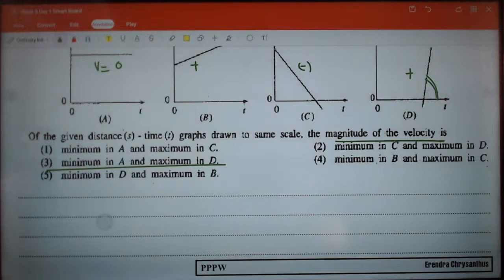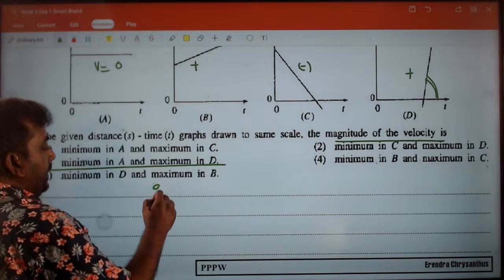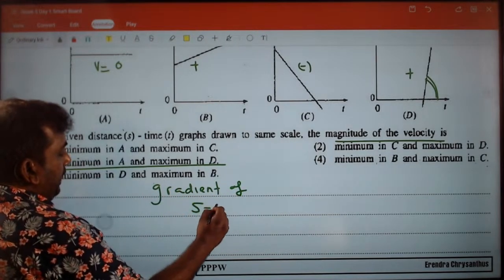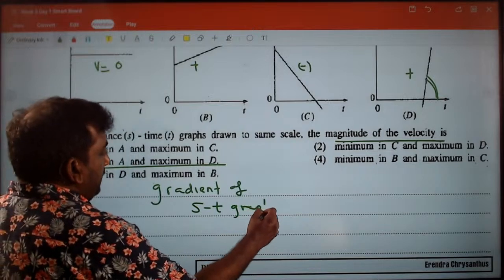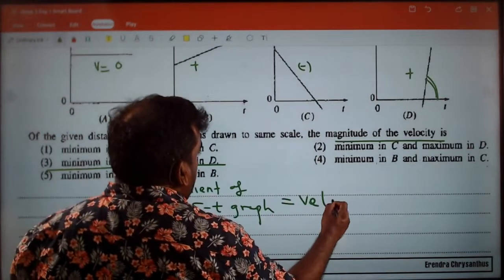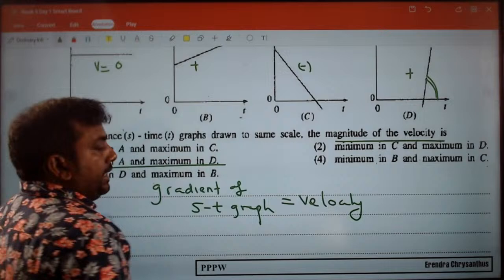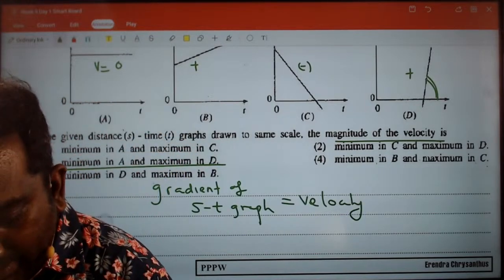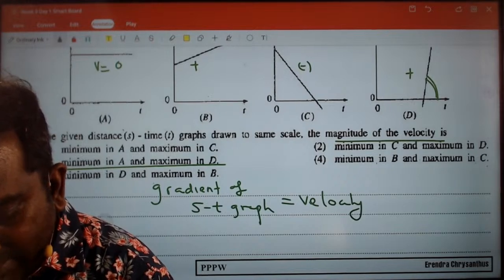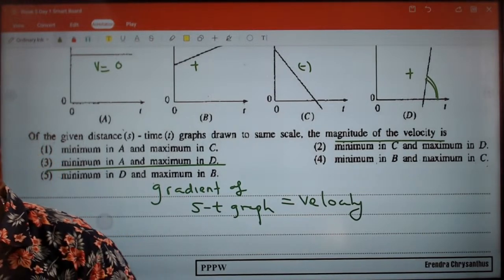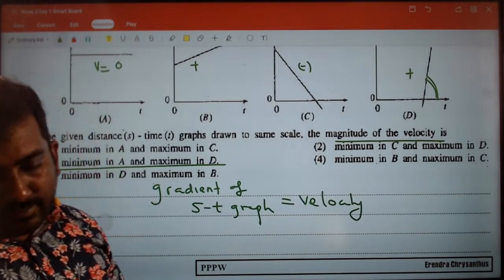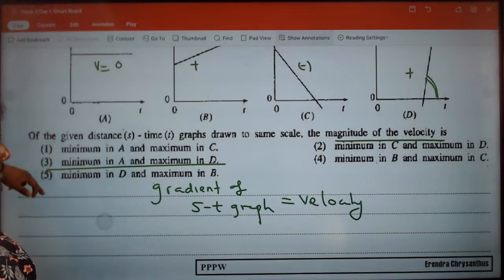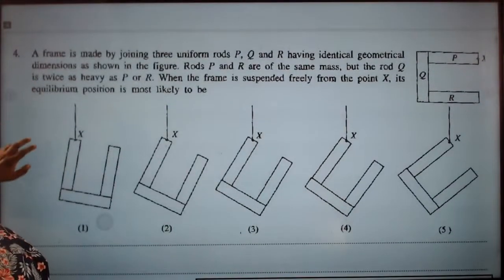Okay, right there. Gradient of the ST graph gives you velocity. Greater the gradient, greater the velocity. Right? Okay. Next one.